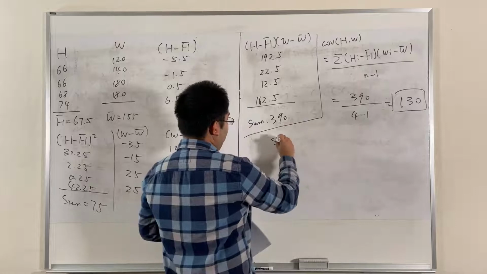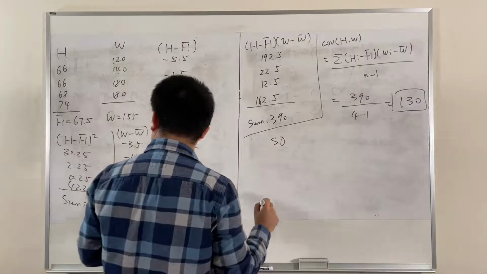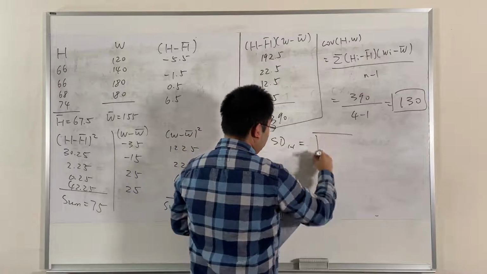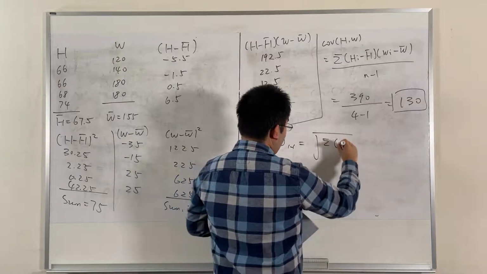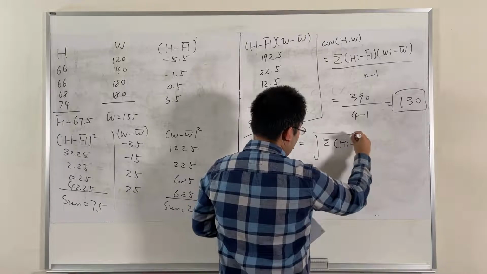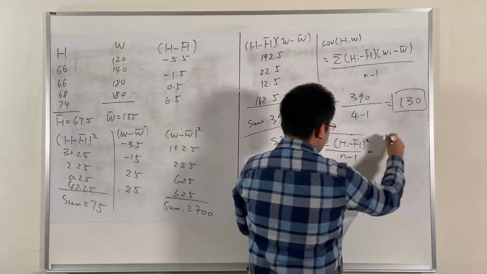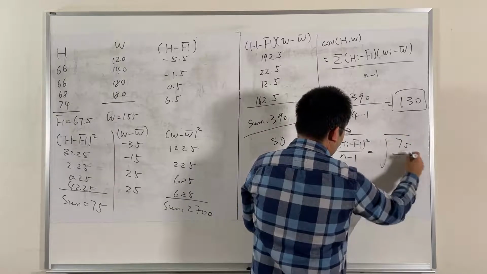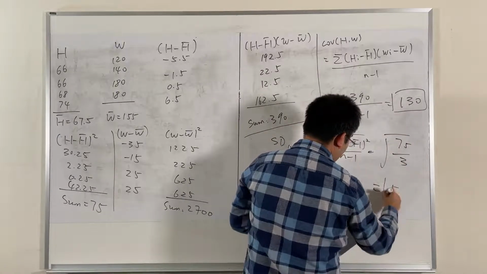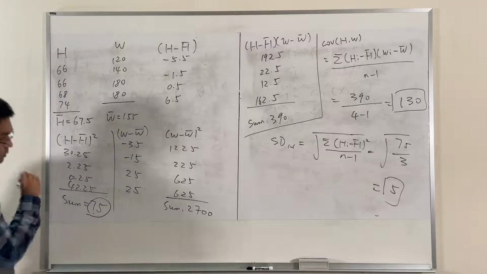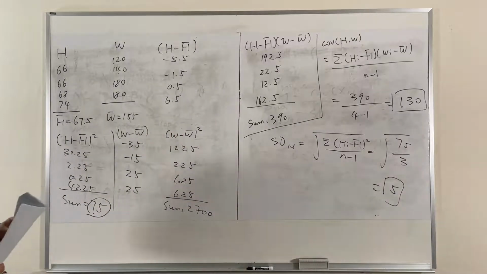And then we want to calculate the standard deviations. The standard deviation of, say, h equals the square root of the summation of (hi minus h bar) squared divided by n minus 1. This goes to the square root of 75 over 3, which equals 5. Basically, we got the sum here. So this one's the value. Okay, and then let's continue.